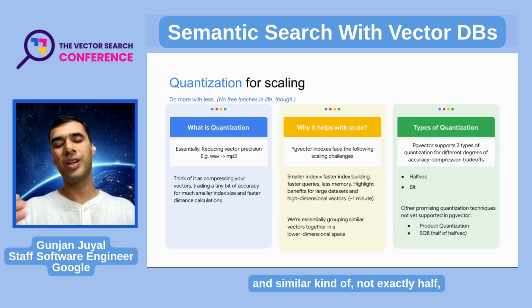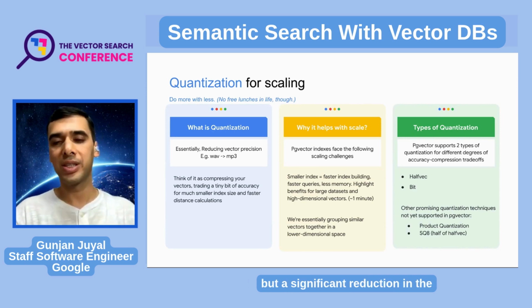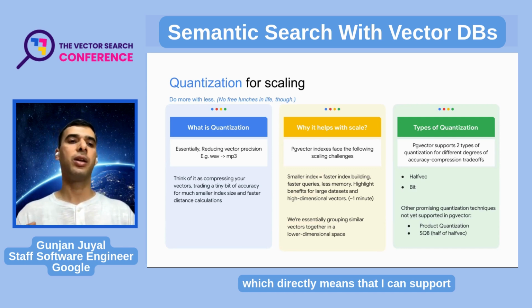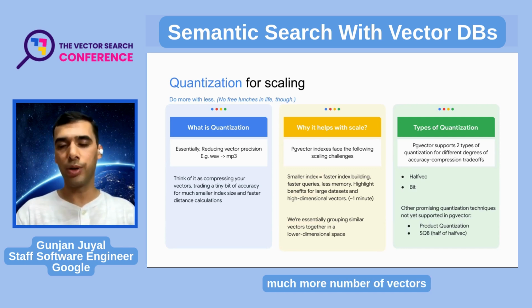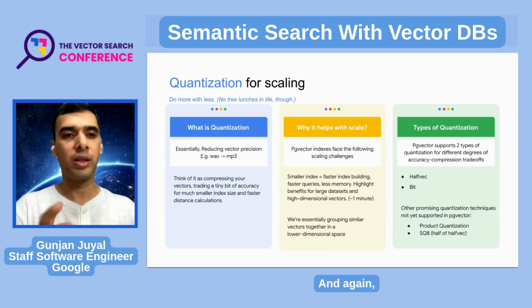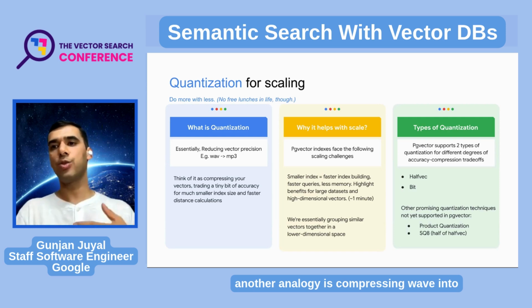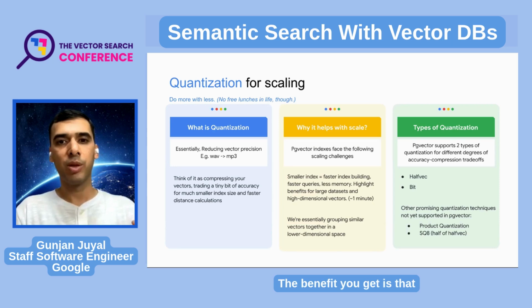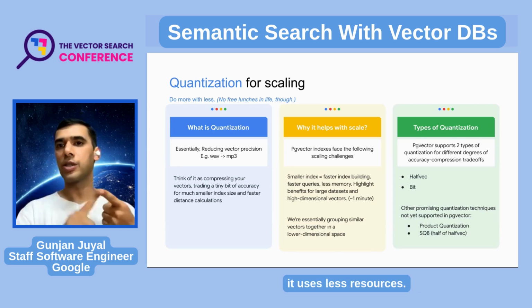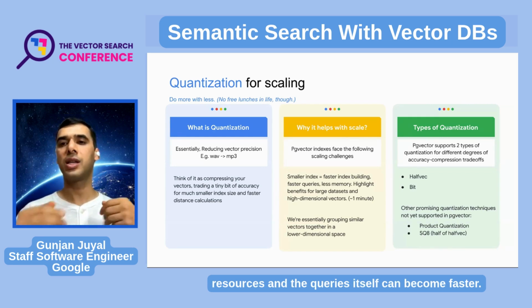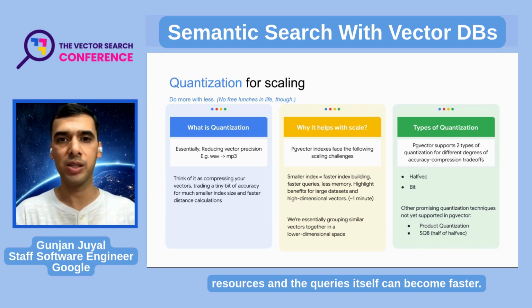And similar kind of, not exactly half, but a significant reduction in the size that my index will take in memory, which directly means that I can support many more vectors with the same amount of resources. And another analogy is compressing WAV into MP3. The trade-off here is that you lose a bit of accuracy, but the benefit you get is that it uses less resources. You can support more vectors with the same resources, and the queries themselves can become faster.